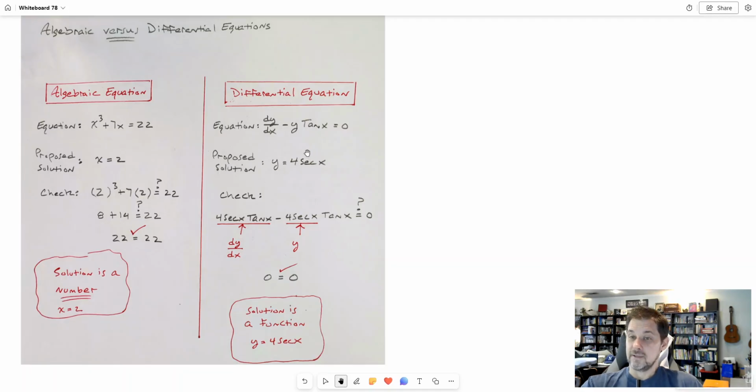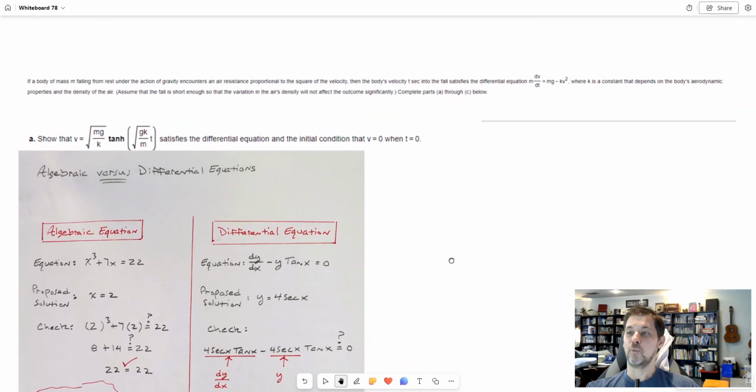So, let's see. If I take the derivative of this function, that's what dy over dx is, and I subtract this function times tangent, will I get 0? See, what's the derivative of 4 times secant of x? What's the dy over dx? It's 4 secant tangent of x. Okay. Then minus. What's y? Y is the function. 4 secant of x. Okay. Then times tangent. All right, question mark. Is that true or false? It's true. 4 secant tangent minus 4 secant tangent is 0. 0 equals 0. That proposed solution is actually right. Okay? All right, so that is what's happening here.